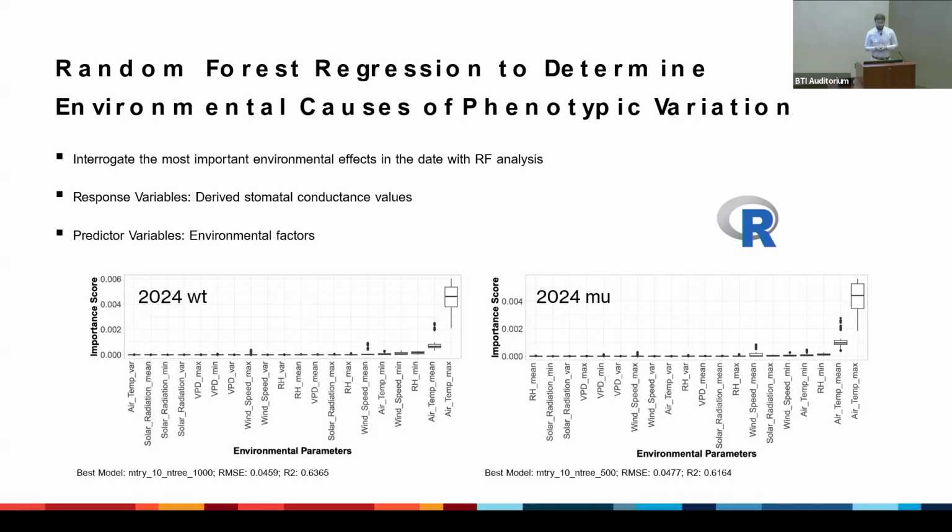So from this, we see that for both alleles, the most important environmental factors are air temperature maximum and the average air temperature, as well as relative humidity mean. We also see that solar radiation and wind speed are showing up as top environmental factors.